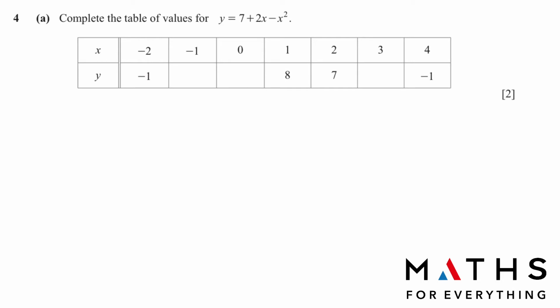Question number 4a. Complete the table of values for y is equal to x plus 2x minus x square. We just have to replace the x with negative 1 and 3. A very easy 2 mark. Just remember that when you are substituting, put the brackets correctly like this. And we will get 4. When we substitute 0, we will get 7. And when we substitute 3, we are going to get 4.